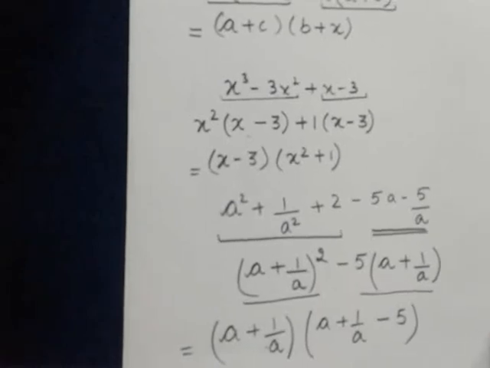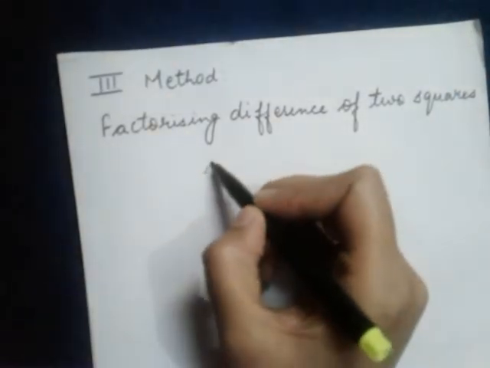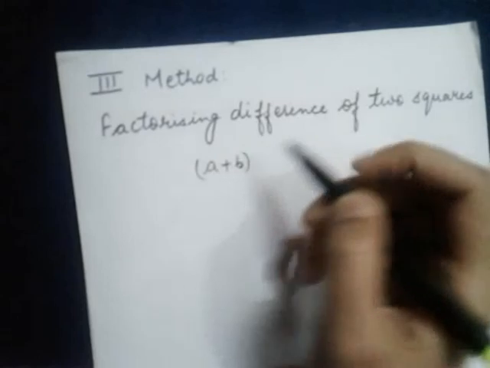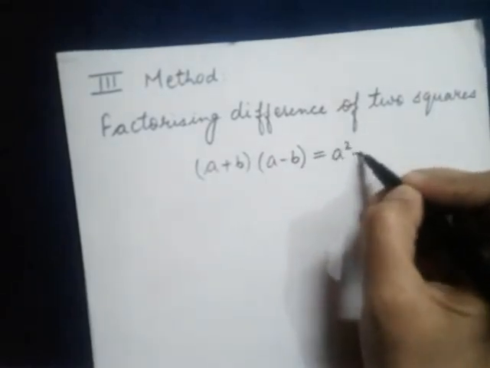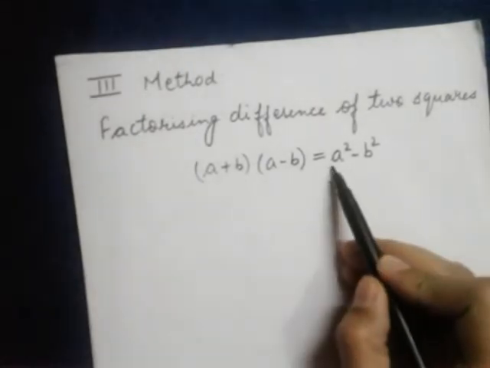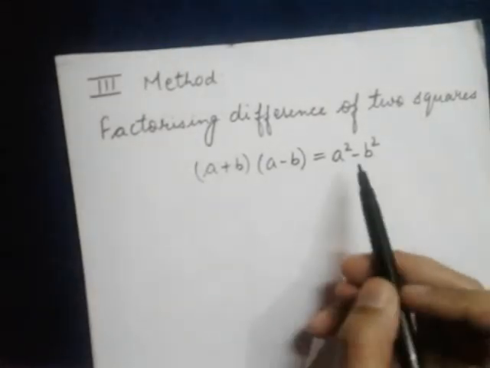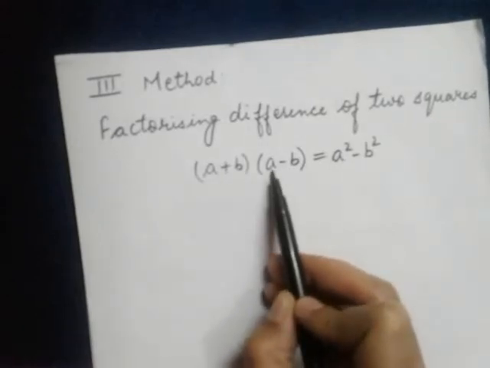Let us now study the third method of factorization, that is, factorizing the difference of two squares. We have learned in the chapter on expansions that a plus b into a minus b is always equal to a square minus b square. So if we get any expression containing the difference of two squares like a square minus b square, then its factorization is always a plus b into a minus b.